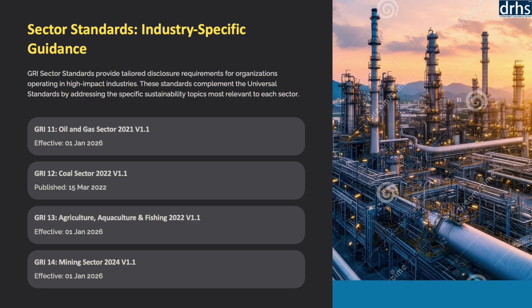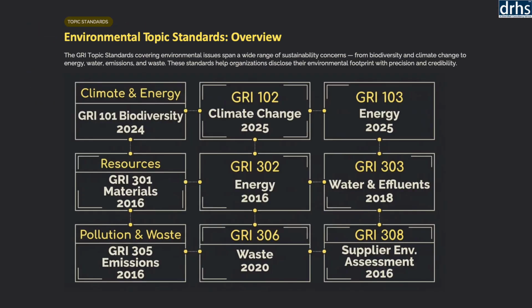Moreover, these standards serve as a bridge between global reporting principles and localized operational realities, ensuring that disclosures are both globally consistent and practically meaningful. They also facilitate alignment with evolving regulatory expectations and international sustainability frameworks. In essence, the GRI sector standards transform generic reporting into strategically relevant, impact-focused disclosure, enabling organizations to articulate their sustainability performance with depth, credibility, and industry-specific insight.